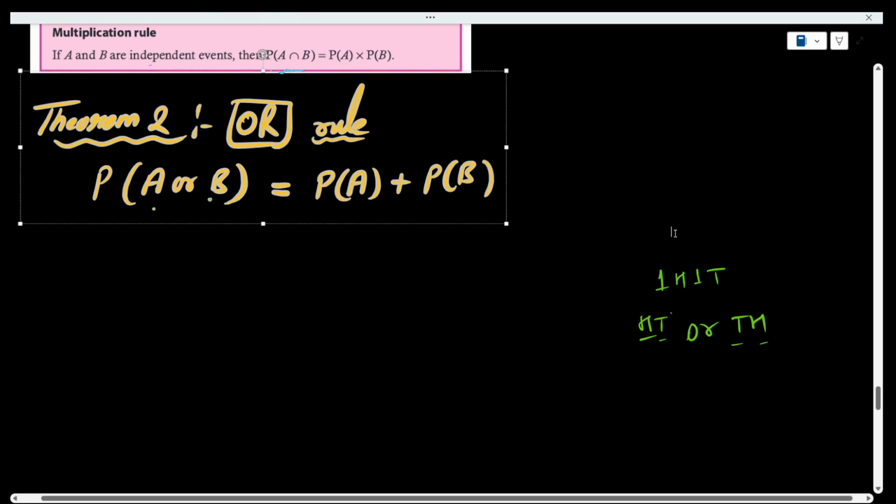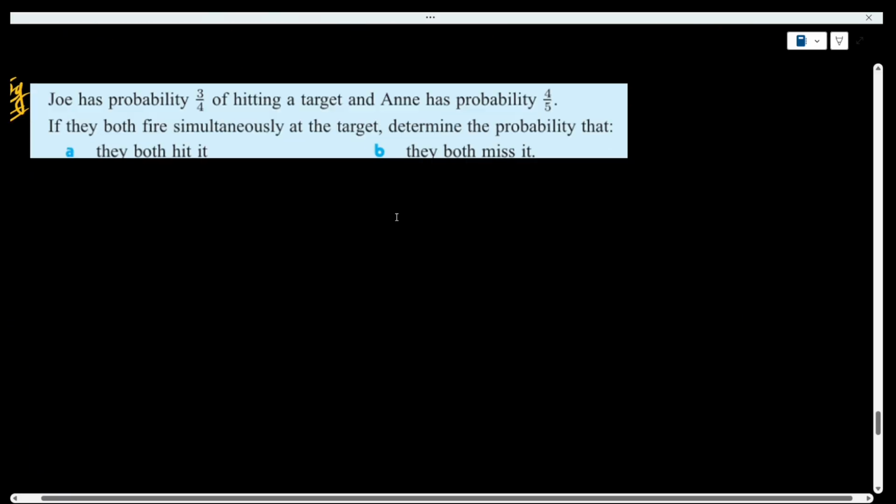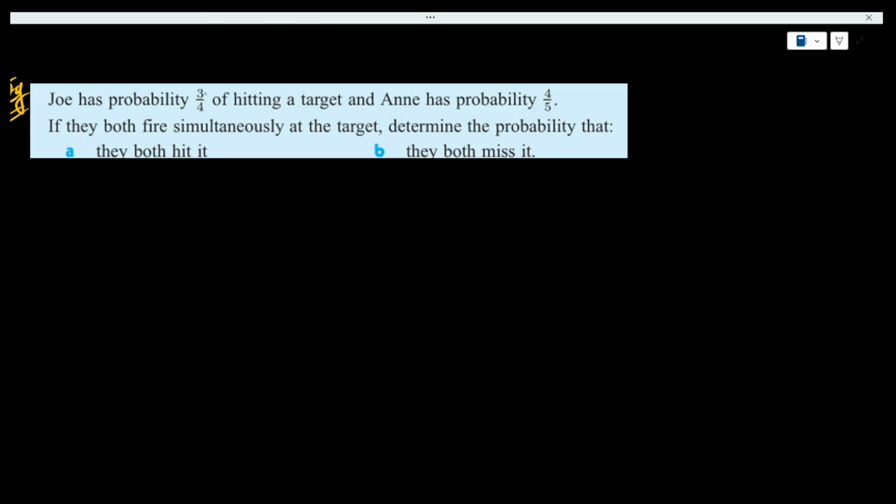Let us see here. It's given here in an example. It says Joe has probability 3/4 of hitting a target, and Annie has probability 4/5 of hitting the target, right? Now, if they both fire simultaneously at the target or one by one, the outcomes are going to be the same. What is going to be the probability that they both hit? That means first hit by Joe and second hit also by Annie. Now here you can see this is nothing but the AND rule.